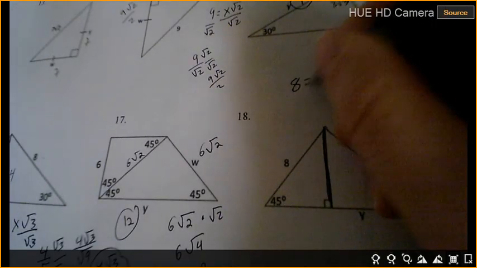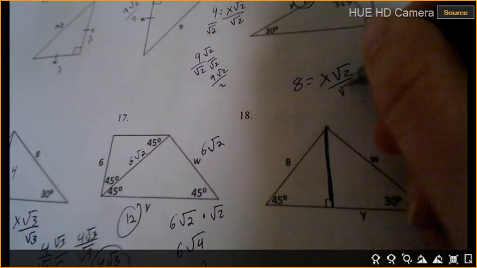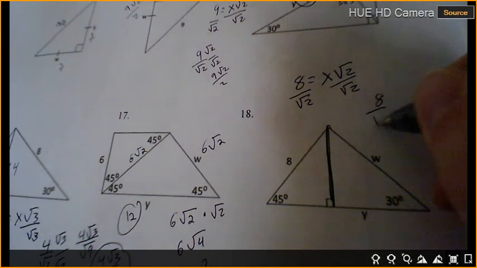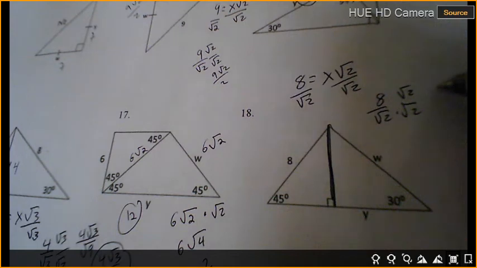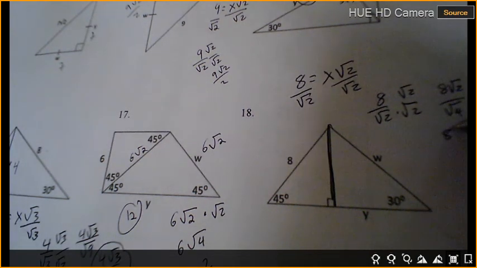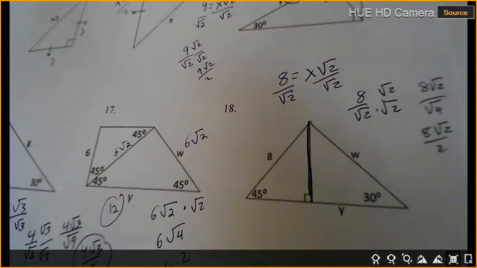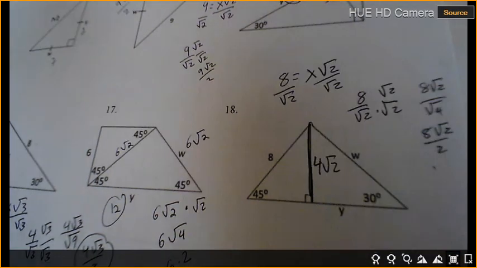8 equals x square root 2. I have to divide both sides by the square root of 2. I get 8 over square root 2. I multiply the top and bottom by the square root 2. I get 8 square root 2 over the square root of 4, which is 8 square root 2 over 2. 8 divided by 2 reduces to 4. 4 square root 2. This side right here is 4 square root 2.